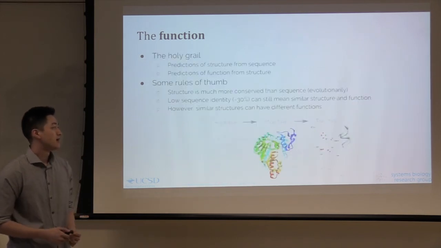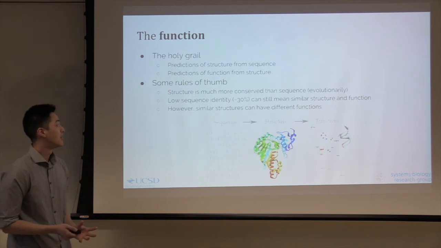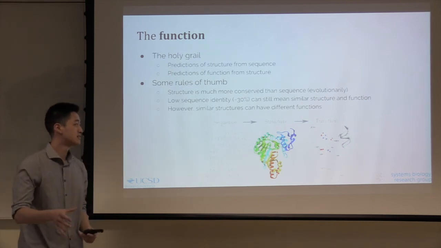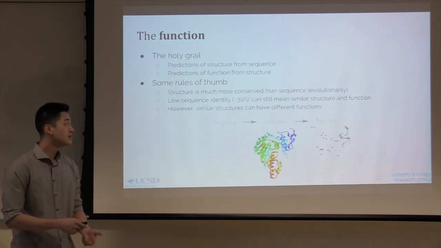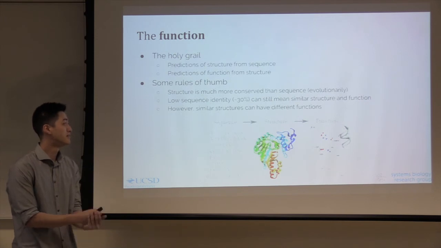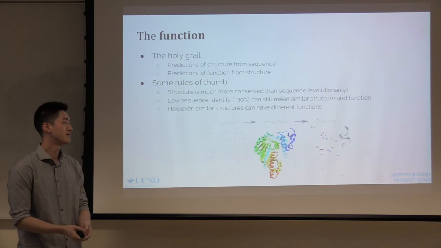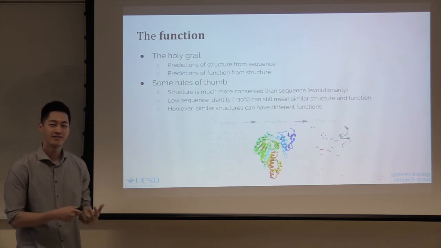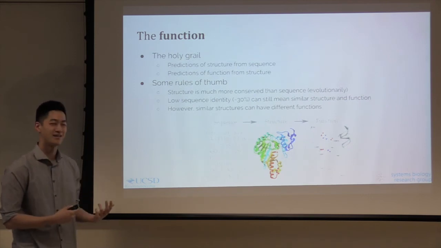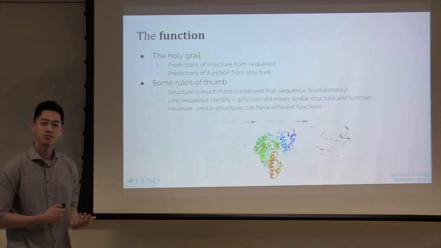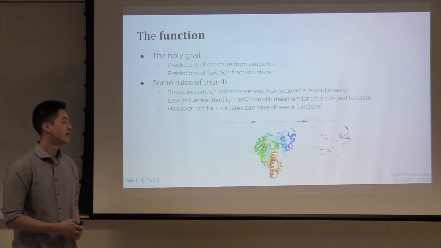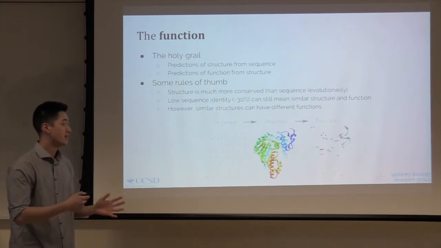So here are just some, I think, rules of thumb about sequences and structures and their function. The holy grail would be if you could predict structure from sequence and then predict function from the structure. But obviously that's not going to be possible for a long time. But there are some rules of thumb that you can use to understand this relationship.